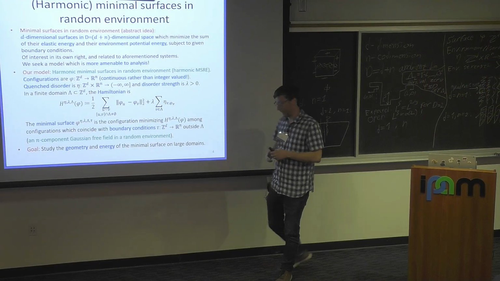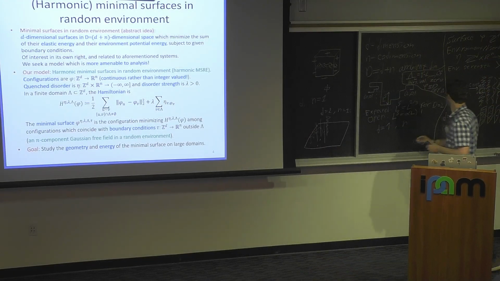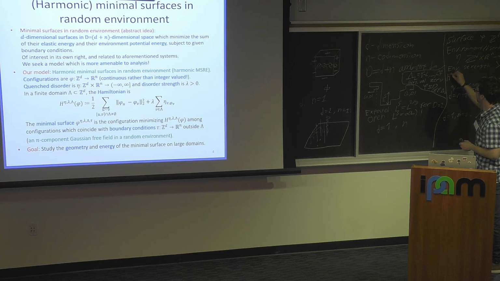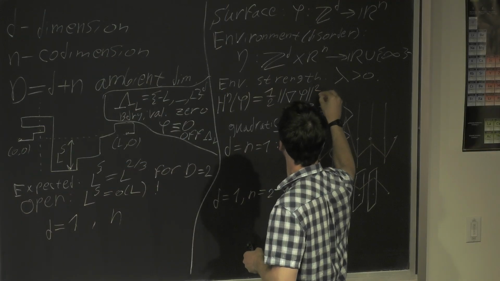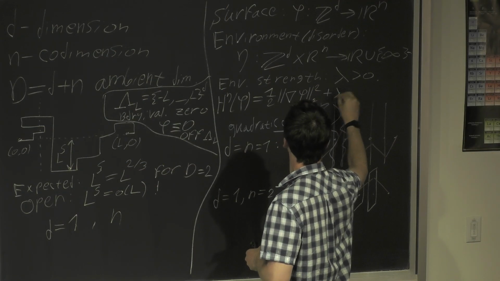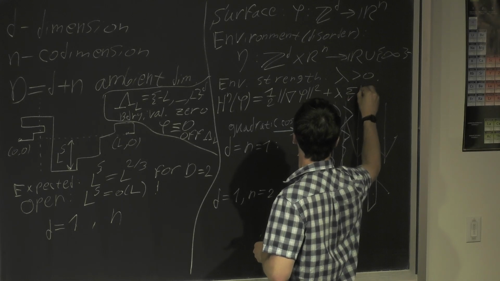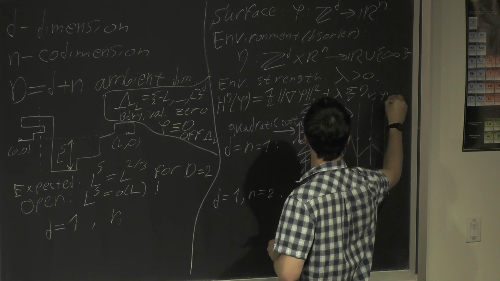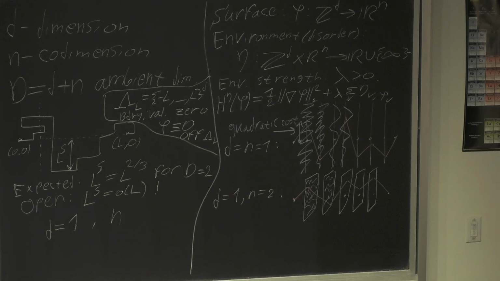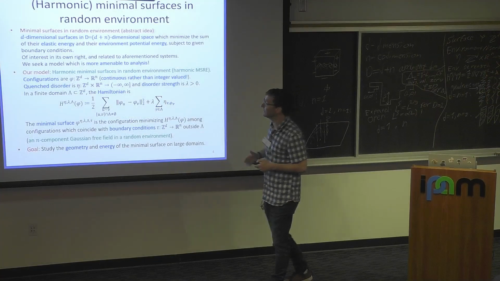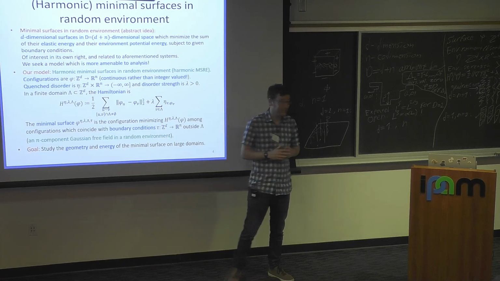Okay, this is the model. I hope you understand what it is. I'll write it in a succinct way over here as 1/2 the norm of the gradient of phi squared plus lambda eta at the position v, at the position phi v. Okay. So this is the model that we would like to study. We call it harmonic minimal surfaces in random environment.